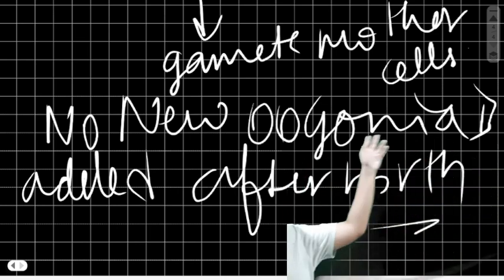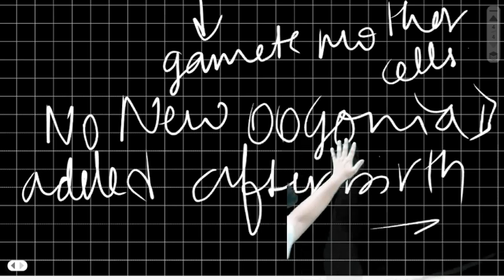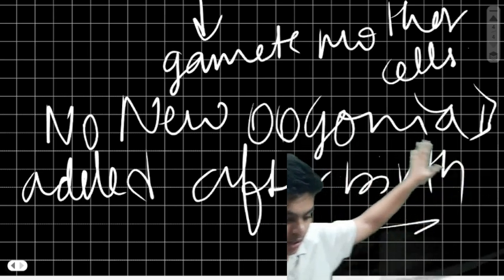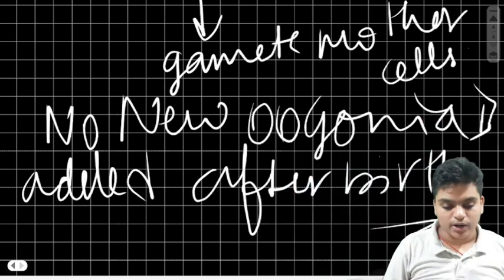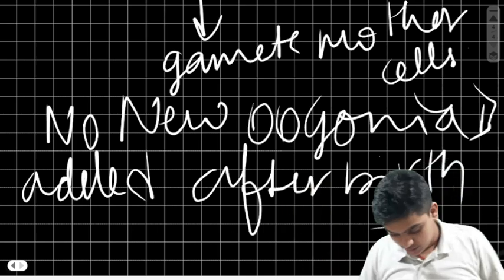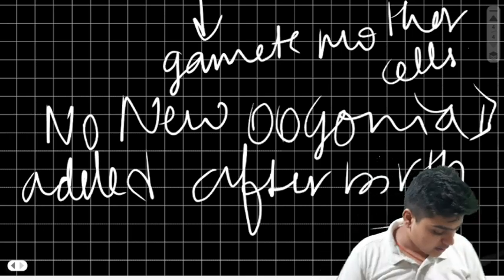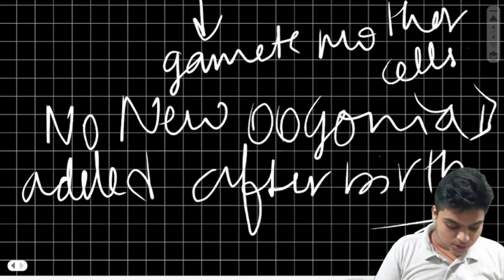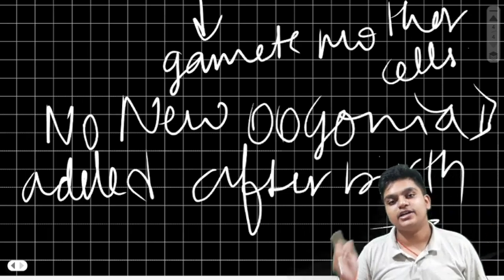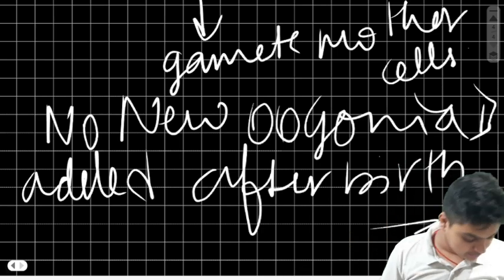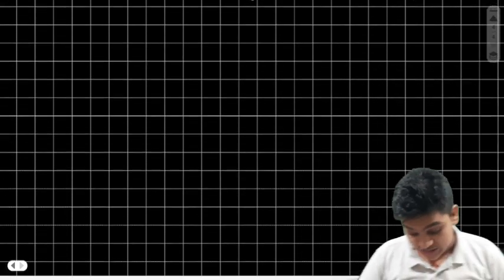Yes, no new oogonia are added after the time of birth. This point is very clearly written in your NCERT. Underline it, put a star mark in your NCERT itself. This starts at the time of embryonic development only, not at puberty. That was your first difference between spermatogenesis and oogenesis.